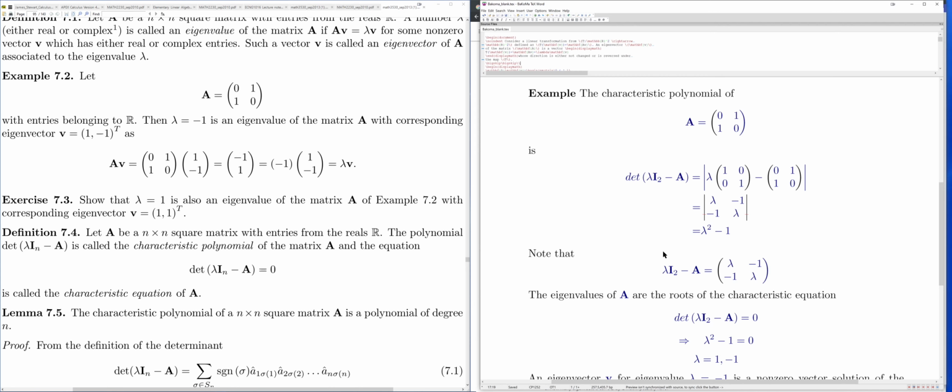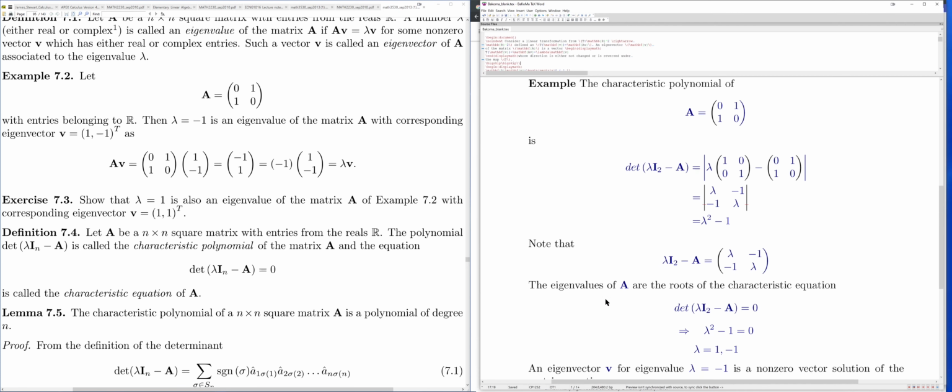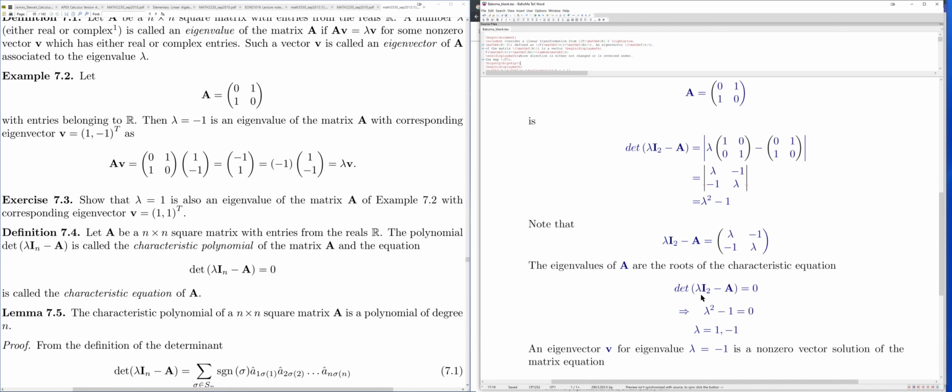Okay, so just a little bit of notation. The determinant of lambda I2 minus A is the characteristic polynomial. When you take your characteristic polynomial and set it equal to 0, what you get is the characteristic equation. In this case, the characteristic polynomial was lambda squared minus 1, and I set that equal to 0 to get my characteristic equation.